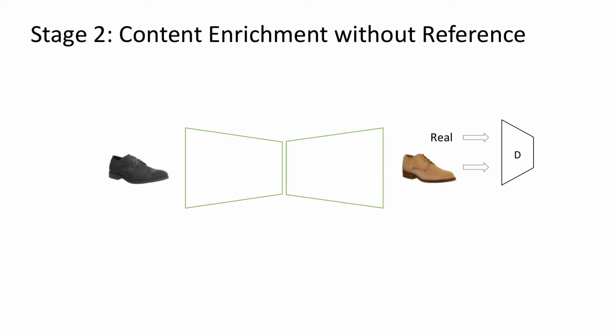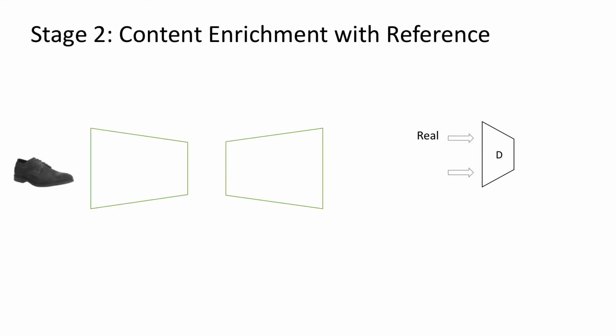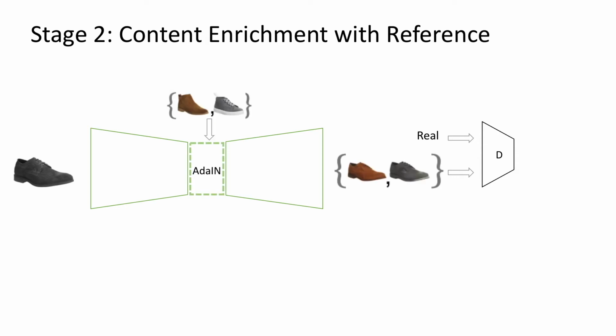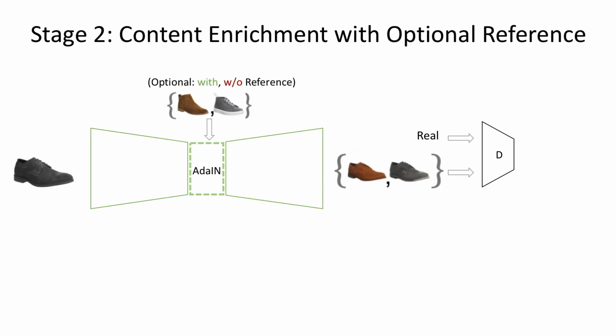At stage 2, our content enrichment model is based on an encoder-decoder architecture. In order to generate diverse outputs and increase users' control on the output, we integrate an ADIM module to accept a reference image for synthesis. We adopt a mixed training strategy so that the model can work with or without a reference. When there is no reference image, only intensity loss and adversary loss are used. Otherwise, a content loss and a style loss are computed additionally.